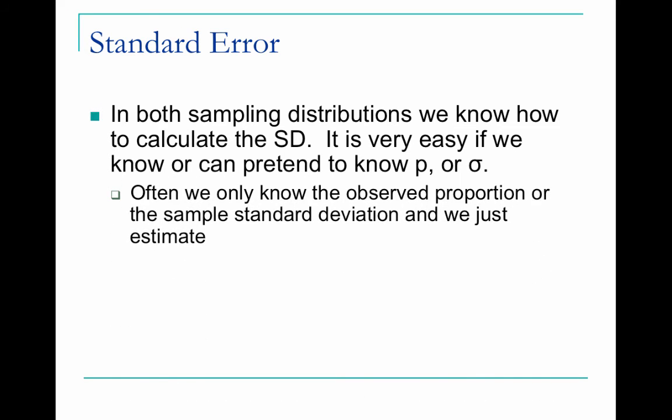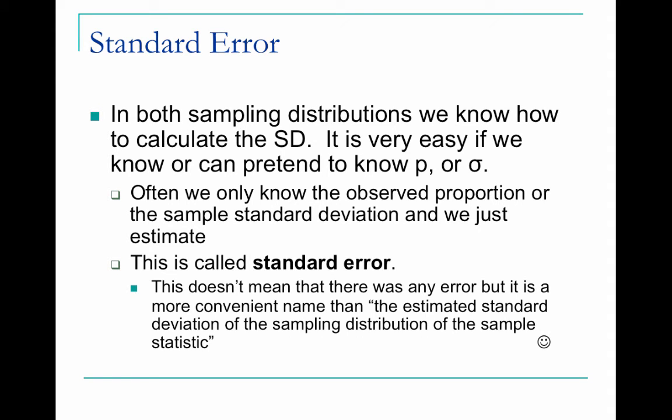Often, though, we only know the observed proportion or the sample standard deviation, and we just end up estimating. This is called standard error. The thing about standard error is that it doesn't mean that there's actually an error at all. It just means that we're basing our standard deviation off of an estimate. So instead of actually calling it standard deviation, we call it standard error if it's based off of an estimate.